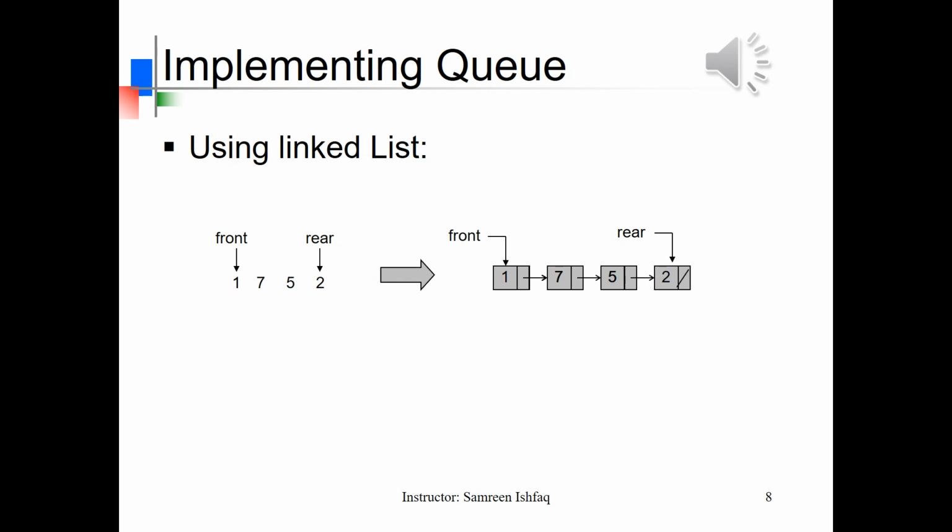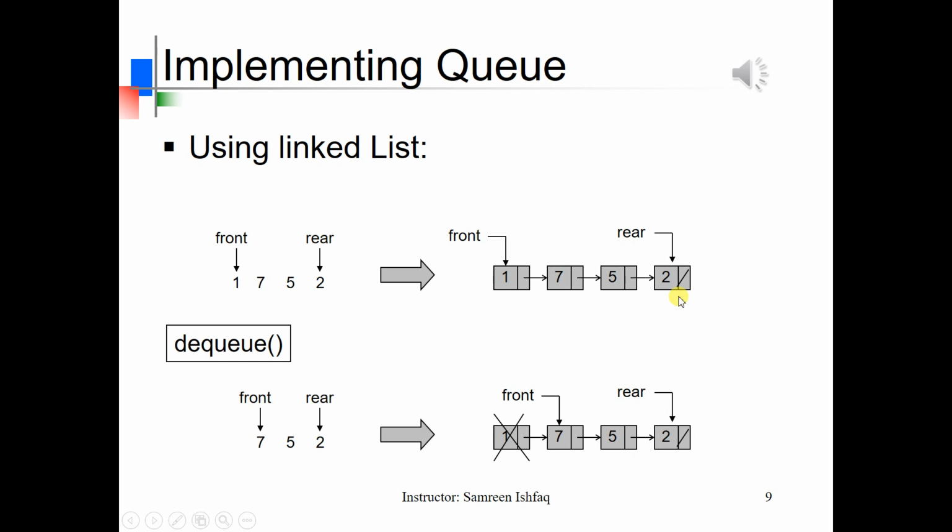Two pointers will be used to implement queue, front and rear. Front is the first element and rear is the last element. We know that DQ will be done from front and EnQ will be done from rear. When the DQ function is called, the front element 1 is removed, as you can see in the figure, and note that the front pointer has been moved to the next element 7 in the list after removing the front element 1.